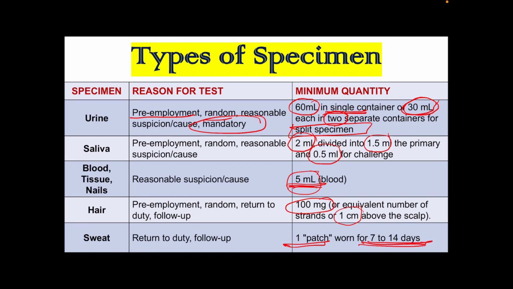And also, you need to take note that more than one type of specimen may be collected at the same time from the same donor. And a specimen may be tested for other purposes provided that the quality of the specimen for which it will be tested is maintained and of course the chain of custody is intact.